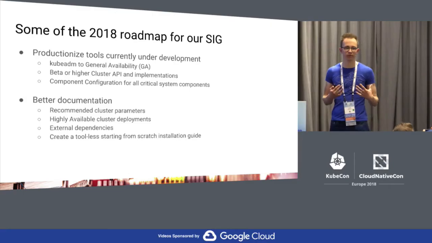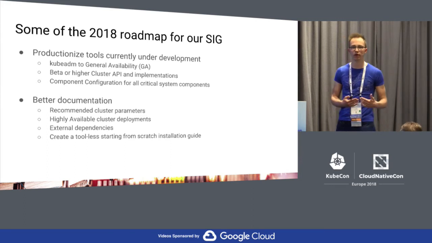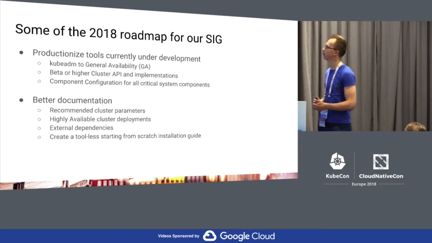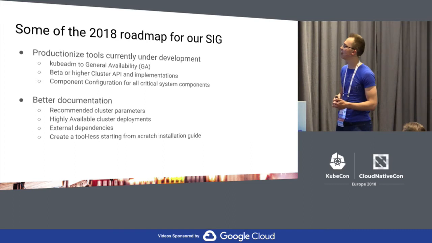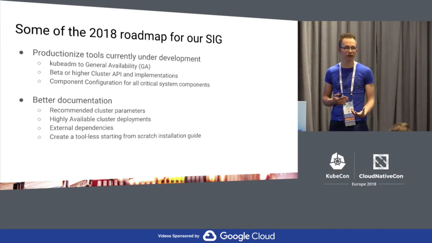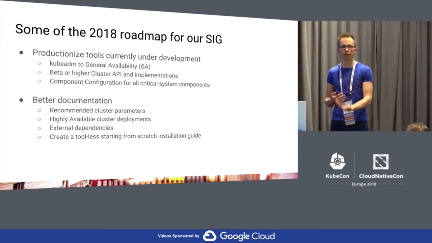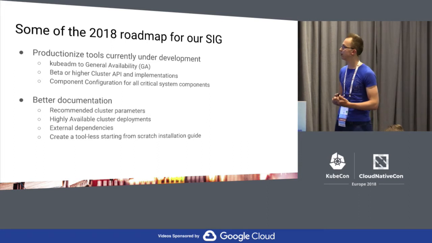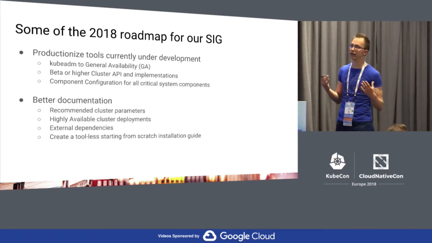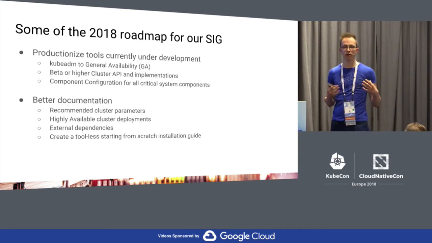So where are we going from here? Well, we want to get things into a GA state, of course, and get them more production ready. For example, kubeadm is right now in the beta state, and it has been that for a year. In order to graduate it to general availability, we need basically the component configuration that I talked about earlier.